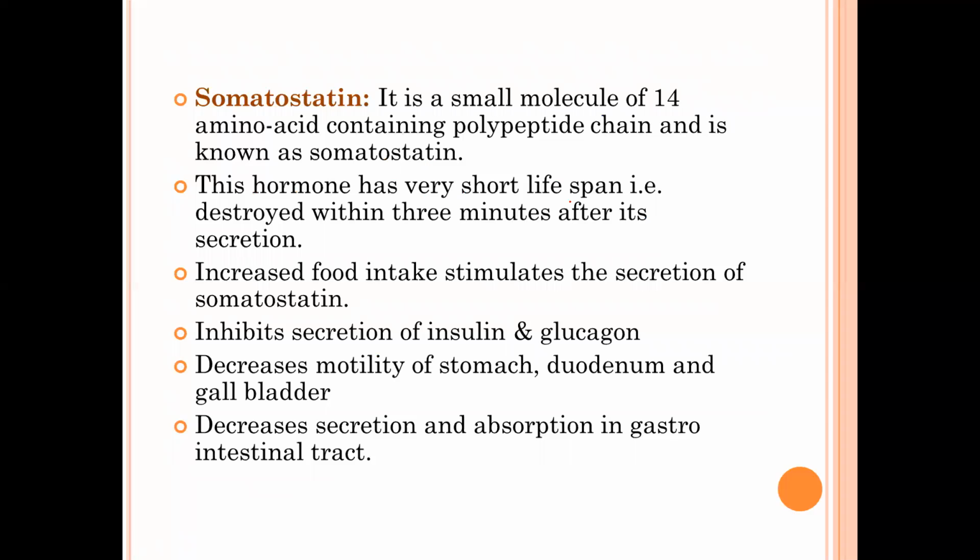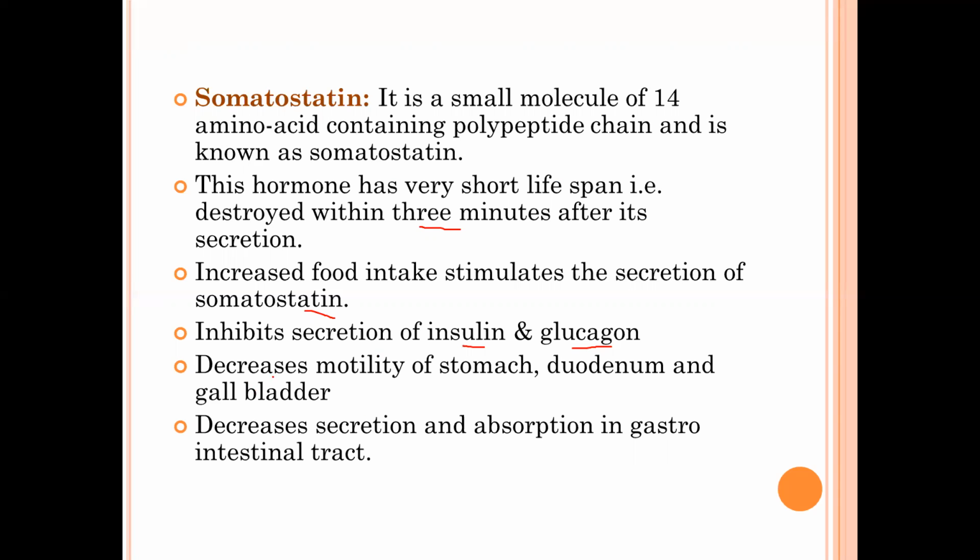This hormone has a very short lifespan, that is, it is destroyed within 3 minutes after its secretion. It is secreted when increased food intake stimulates the secretion of somatostatin. If we take more food, then somatostatin will be produced, which inhibits the secretion of insulin and glucagon. That is the function. Suppose glucose levels are in a balanced condition, then there is no need for insulin or glucagon to be secreted. So that is the reason it will inhibit the secretion of insulin and glucagon.